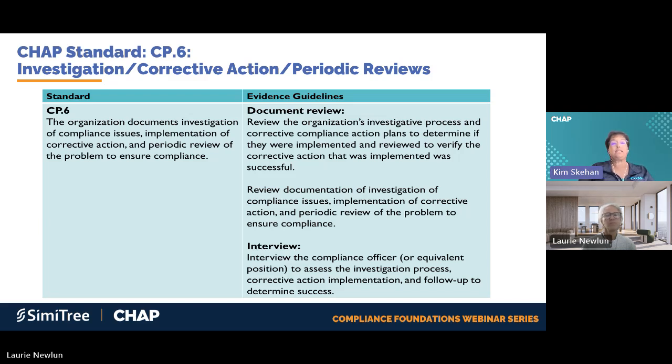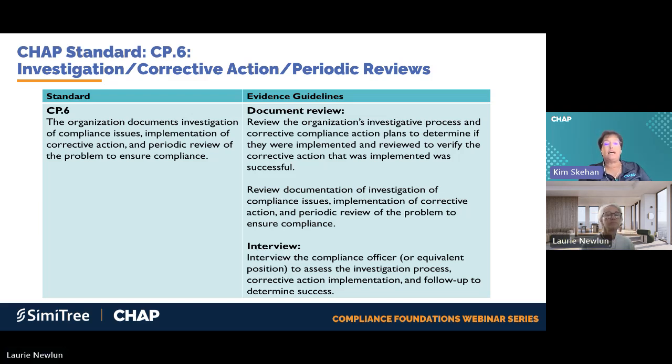CP6 is our standard CHAP standard related to compliance. This is the final standard. It's out of order from when we presented, but this is the final standard we're presenting regarding investigation, corrective action, and periodic reviews. It is the finding that correlates with this element.